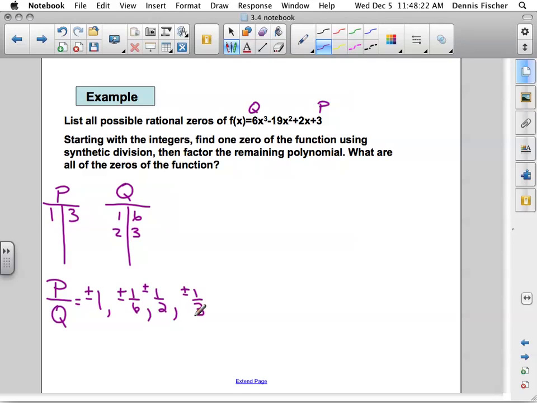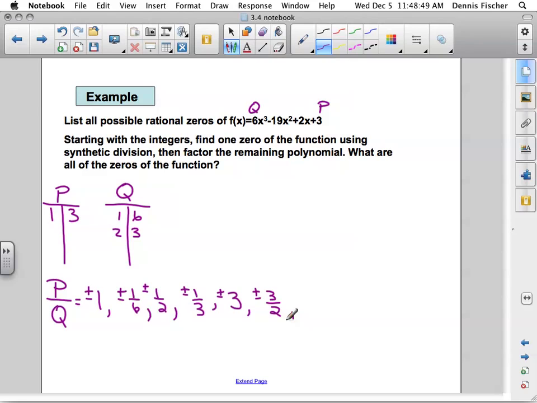3 over 1 is plus or minus 3. 3 over 6 is 1/2, which we already have, so we don't write it again. 3 over 2 is 3/2. And 3 over 3 is 1, which we already have. So of all the numbers that could work, these are the possible rational roots.